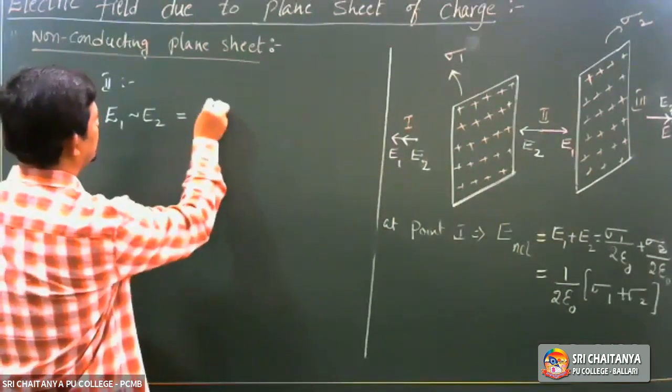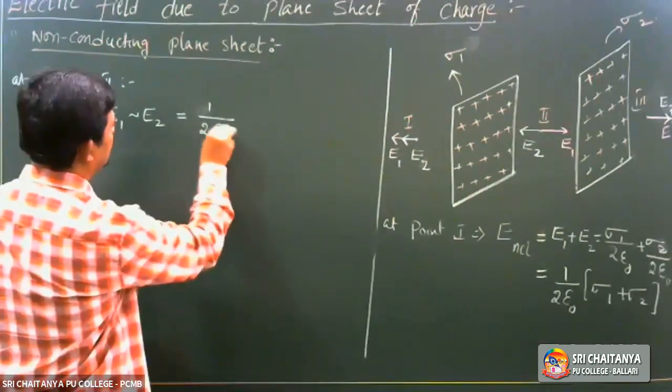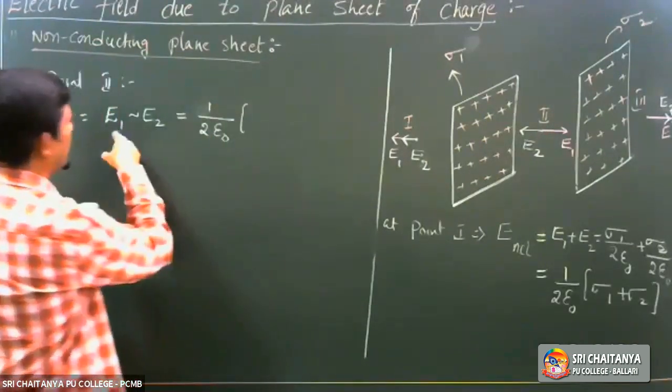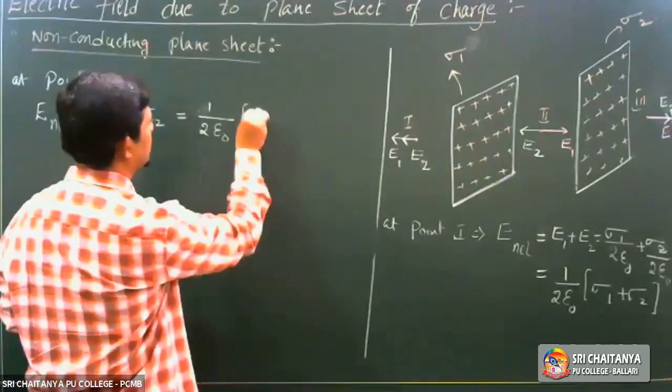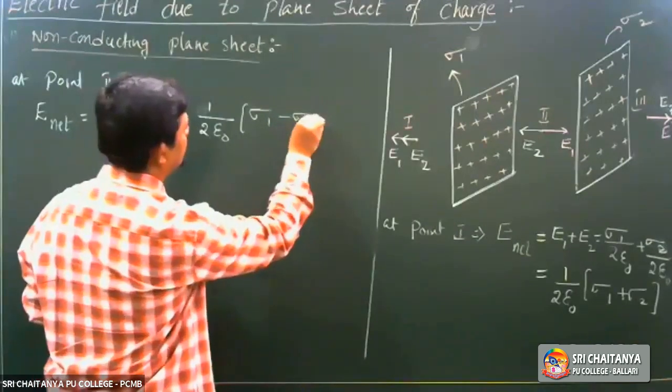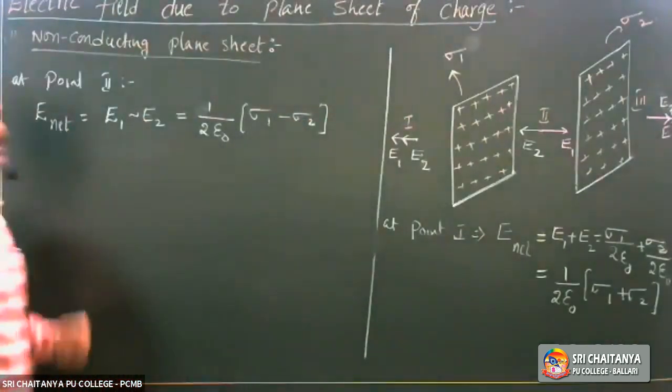Then what is common in both? 1 by 2 epsilon naught common. E1 difference of E2. Sigma 1 minus sigma 2. Right.